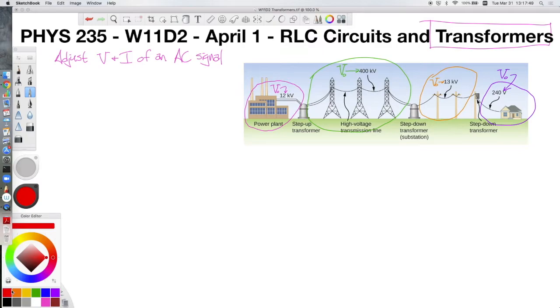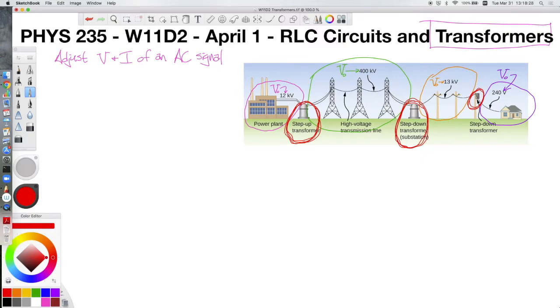So between the power plant and these high transmission voltage lines that you see running through the countryside, we have a transformer. And that transformer takes the voltage and raises it from 12 kilovolts to 400 kilovolts. And then later along the line, we have a step-down transformer, which brings the voltage from 400 kilovolts back down to 13 kilovolts. And then last but not least, we have one more transformer, a smaller one, that steps the voltage down even further from 13 kilovolts to the 240 volts that our houses are ready to accept.